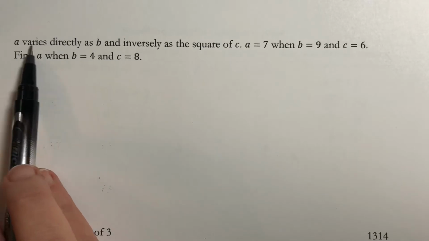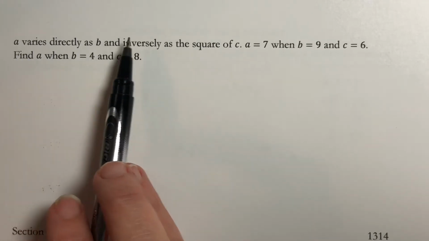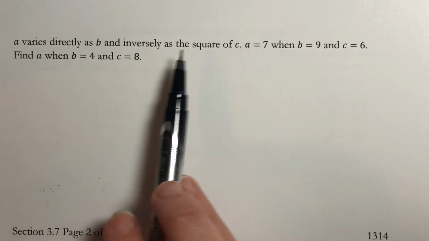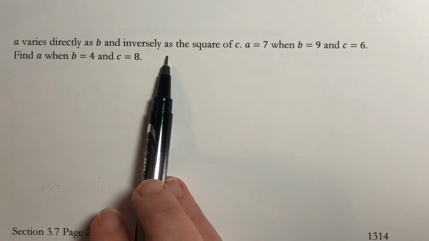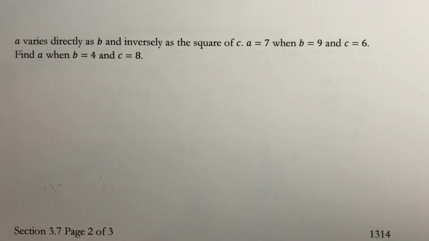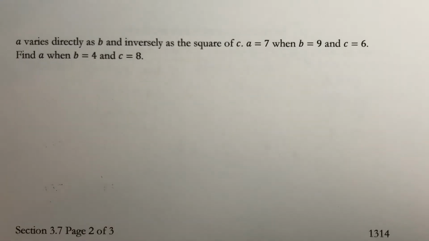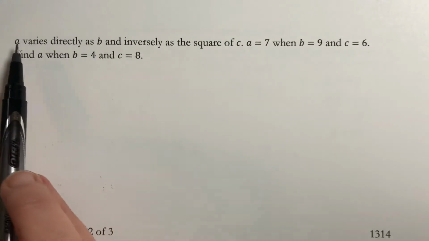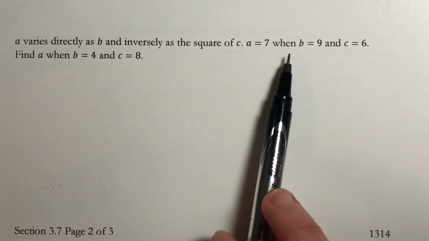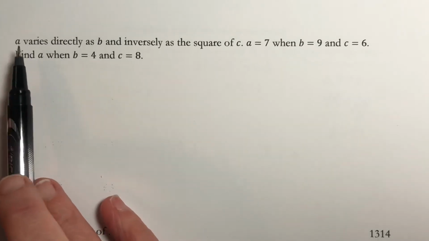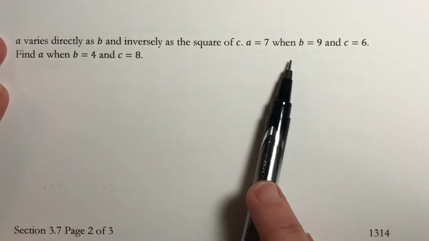So A varies directly as B and inversely as the square of C. Here we have a combination of direct and inverse variation. This is much more likely what you're going to see in the real world, because things often have more complex relationships than just direct variation or inverse variation. But again, since we have 3 variables, it sounds worse because we have to be given more information. But let me just show you how this works.